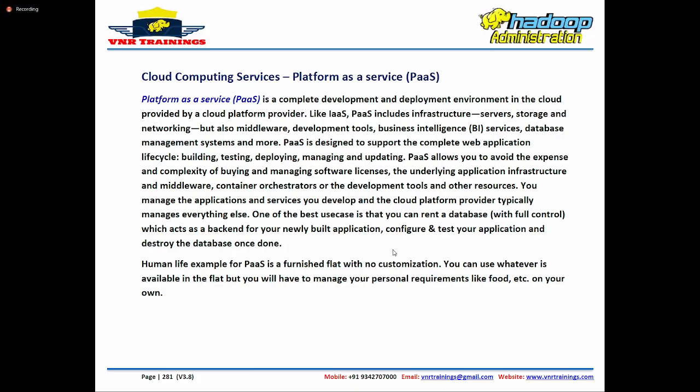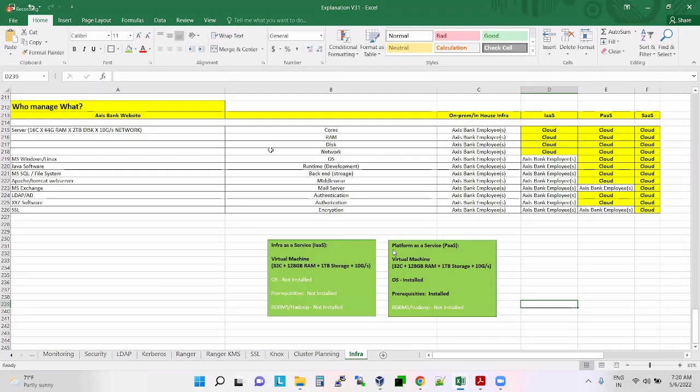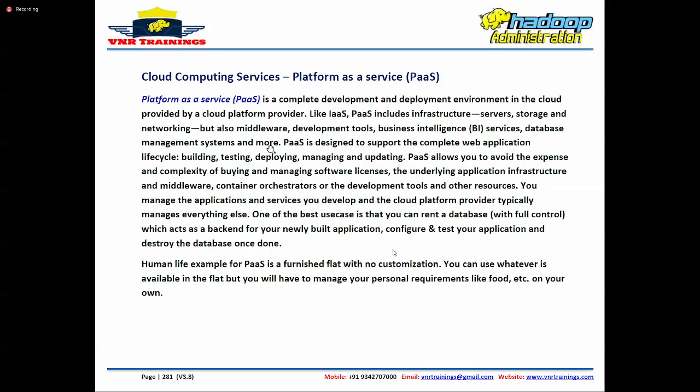But at the end of the day, guys, this is the best example for PaaS. Here, you can request infrastructure which is pre-built with all the requirements. The OS is there, prerequisites are already installed, but not Hadoop. One best use case for this is you can rent a database with full control, which acts as a backend for your newly built application. Configure and test your new application, and destroy the database once done.